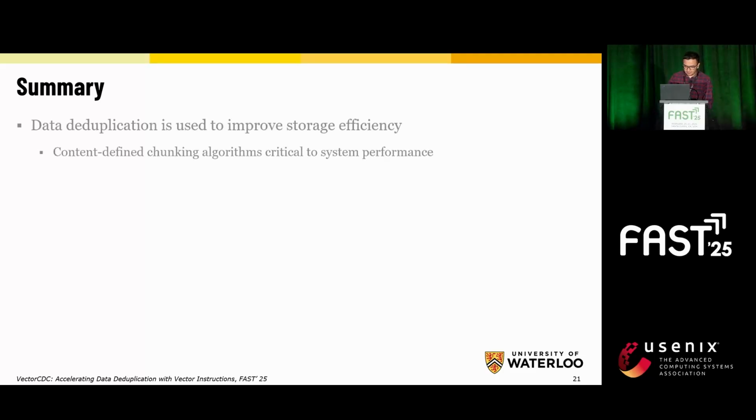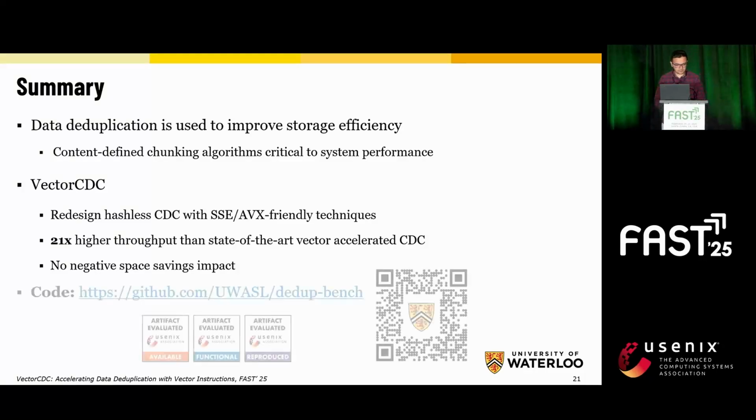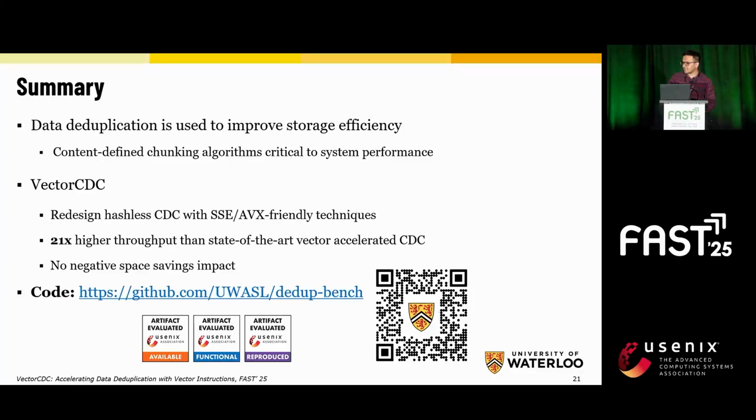Okay, so to summarize, data deduplication is used to improve storage efficiency, and CDC algorithms are a critical aspect of deduplication, dictating both space savings as well as end-to-end system throughput. We presented VectorCDC, where we redesign hashless CDC with AVX-friendly techniques to achieve 21 times higher throughput than the state-of-the-art. And most importantly, as I've been saying, accelerating these hashless algorithms with VectorCDC does not have any negative impact on the deduplication space savings. Our code is publicly available on GitHub and can be found either via the URL or the QR code in my slides.